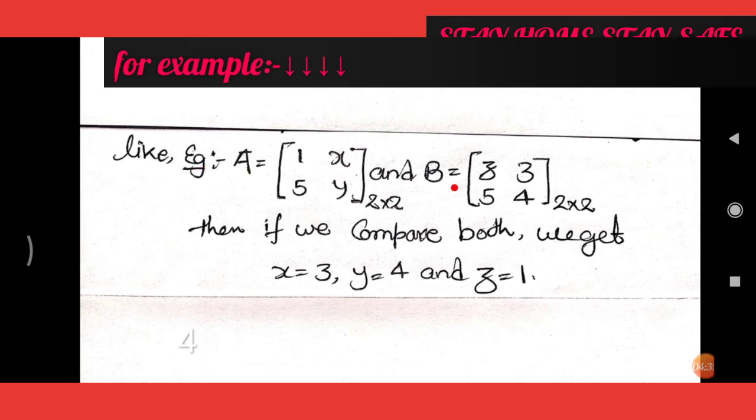The same applies for z also. In matrix B at the position A11 we have z, and in matrix A at the position of A11 we have 1. So we can say z is equal to 1 as matrix A is equal to matrix B. Matrix B also has to be equal to A. So we can say x is equal to 3, y is equal to 4 and z is equal to 1 from the above given matrices.